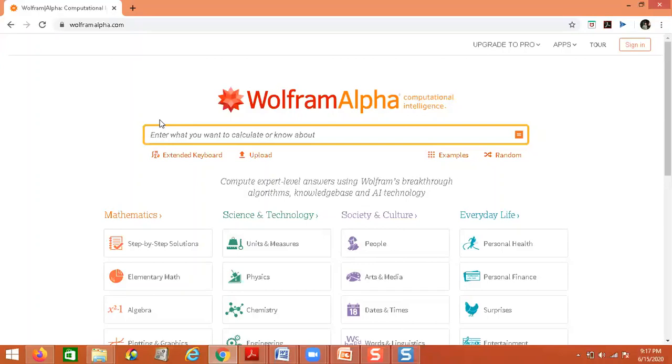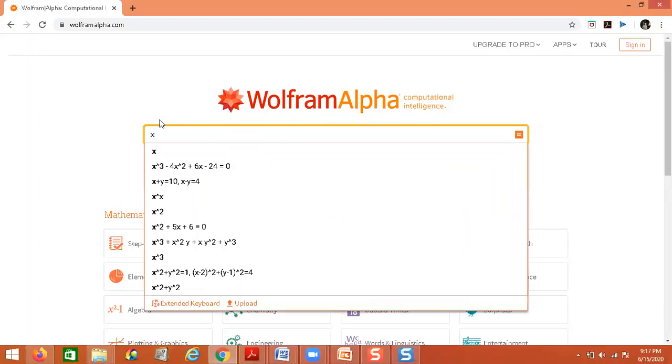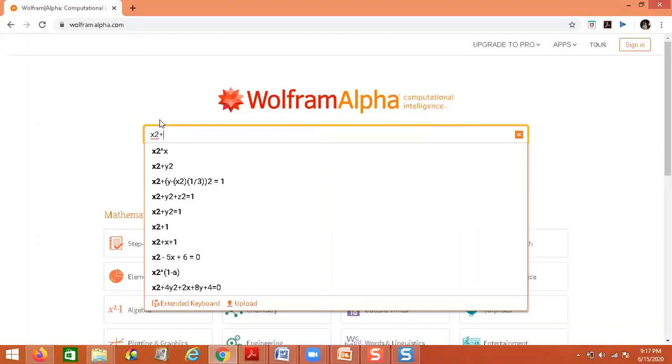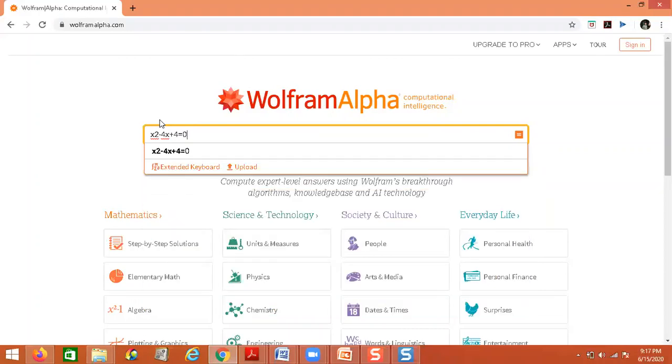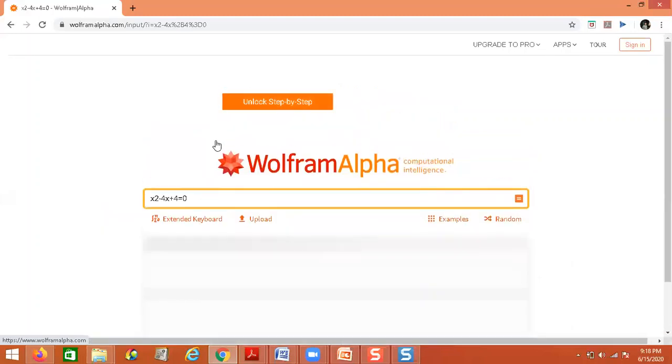Suppose you want to solve a quadratic equation. So I'm just keying in some quadratic equation, like x square minus 4x plus 4 equal to 0. So I just took a simple quadratic equation which we know based on our real formula, like a minus b whole square. So just click on this one and search.